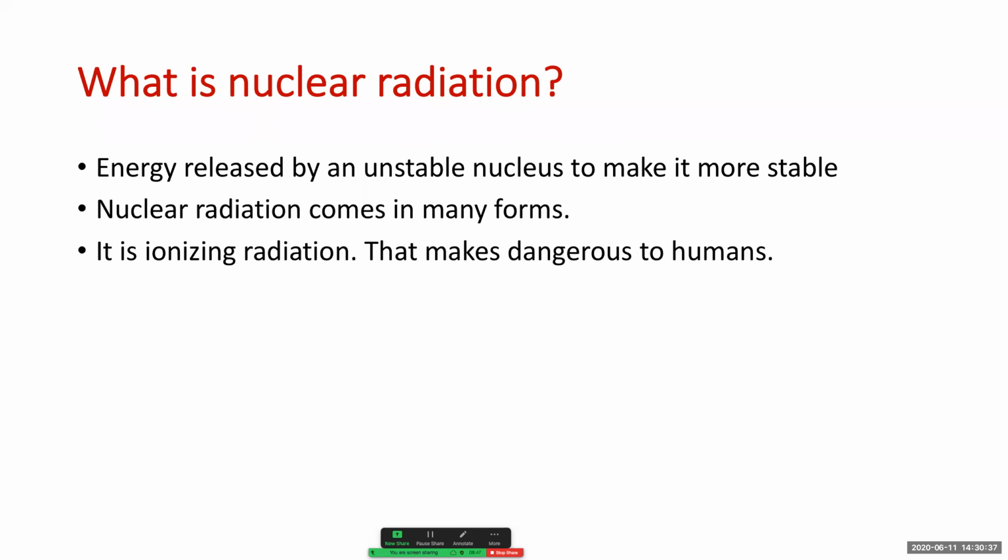One thing about nuclear radiation, unlike the other radiation in the previous slide, is that it's always ionizing. That means it breaks chemical bonds. It produces ions or free radicals. That makes it dangerous.